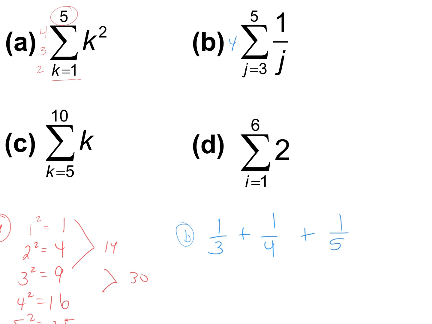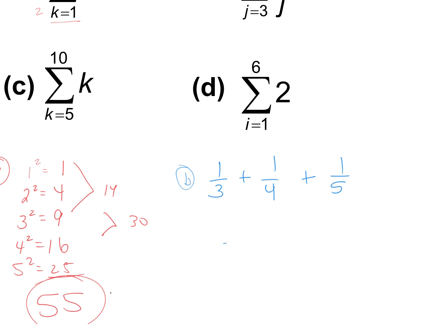Before I can add these together, I have to get a common denominator. What's going to be a common denominator between 3, 4, and 5? What number? 60? Will 60 work? What's 5 times 4 times 3? All right, 60 will work. And then if we can simplify it, we will.